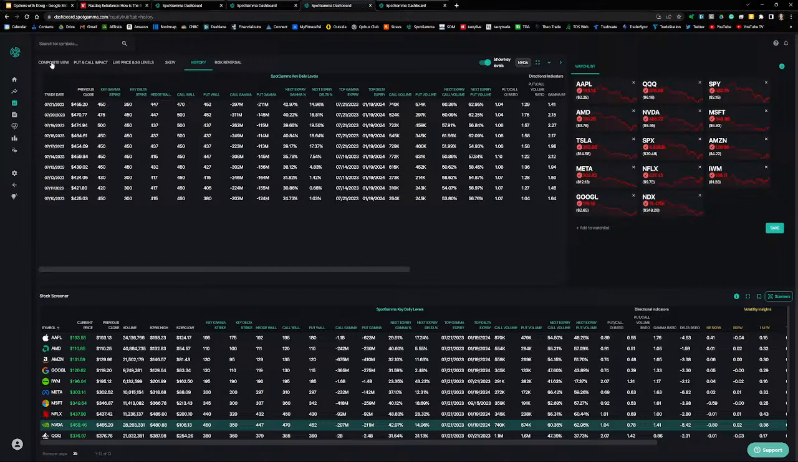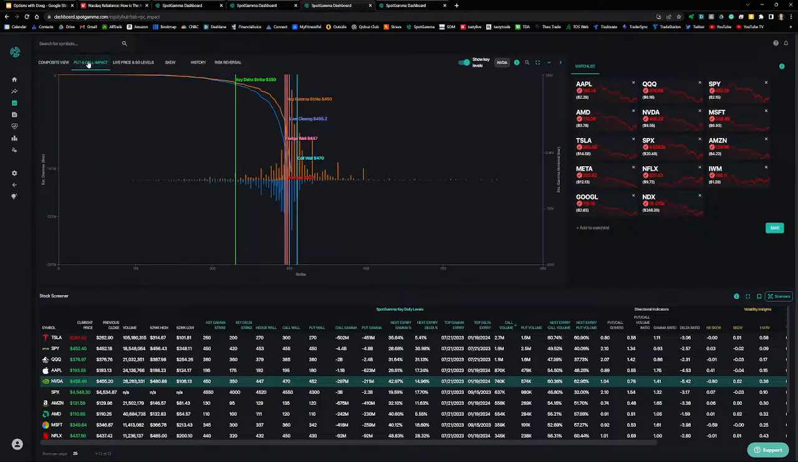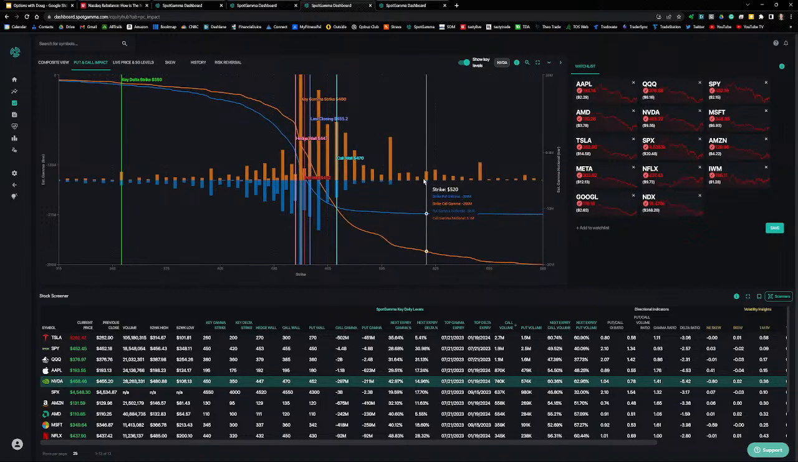Let's take a look at this composite view. So this is showing call domination above the 470 call wall level and put domination below that level. And these are lighter colors, not indicating a very strong options position, but again, call domination. So all these calls that are out of the money are quickly losing value as expiration approaches.